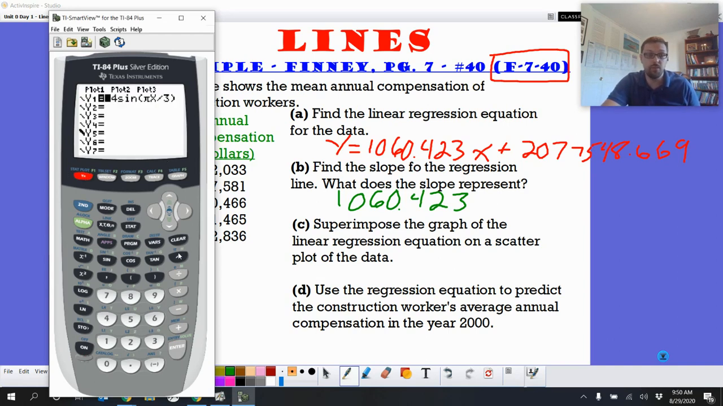Now, one thing that you have probably heard me say lots and lots of times is the plot should not be highlighted. This is when we do want to turn that on so that we can see those points plotted on our graph. So I'm going to type in this number, 1060.423. And I think there's a way that you can shortcut this, but who's got time for that? 207,754.8669. And let's graph.